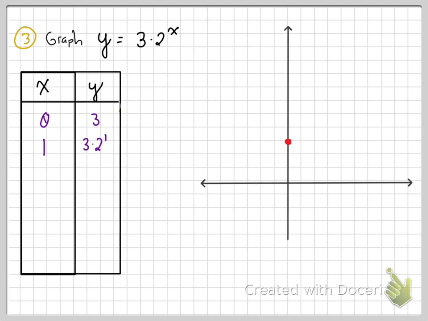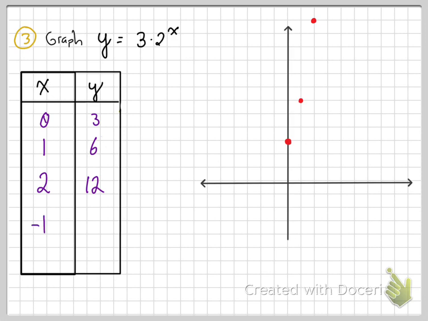At 1, we have 3 times 2 to the 1st power, which is just 3 times 2. We have 6, so that's our next point. At x equals 2, we have 3 times 2 to the 2nd power, or 3 times 2 times 2, which is 3 times 4, which is 12. So notice how the number's doubling each time, and we're getting to that kind of curve look there.